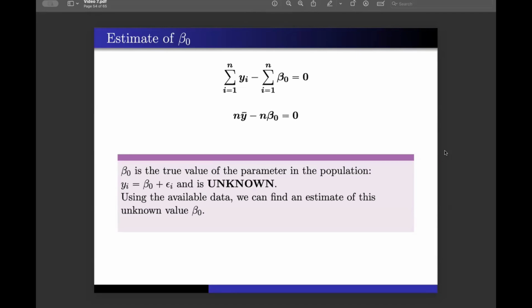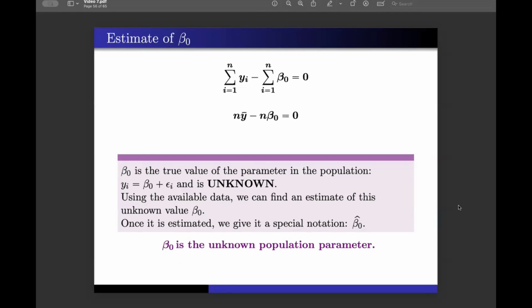So what we can do is use the data we have and apply some method. Here we are using the ordinary least squares estimation method to get an estimate of this unknown value beta naught. And once we have calculated that estimate from our sample, we give it a special notation, beta naught hat. The little hat over the estimate means that it's an estimate of the parameter. So just to be clear, beta naught is the unknown population parameter and beta naught hat is the estimated value of beta naught based on the sample data.